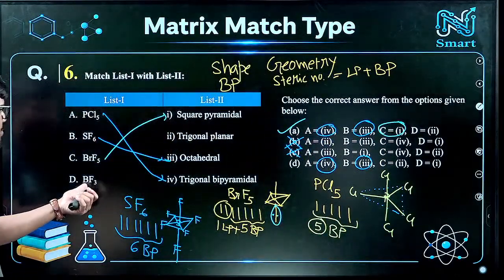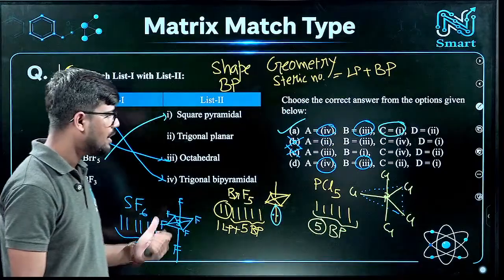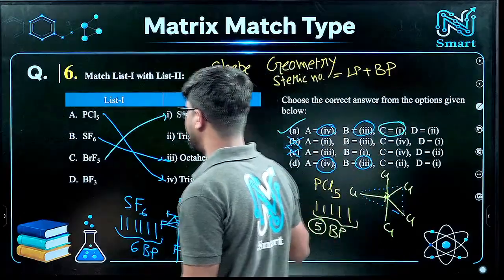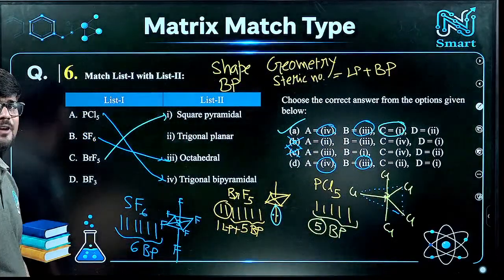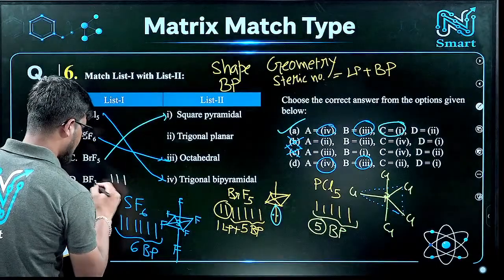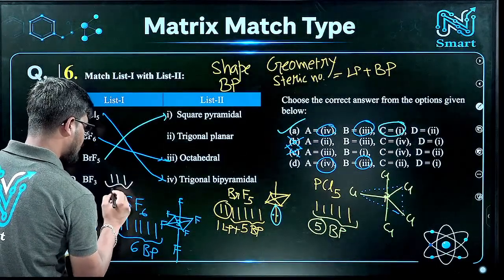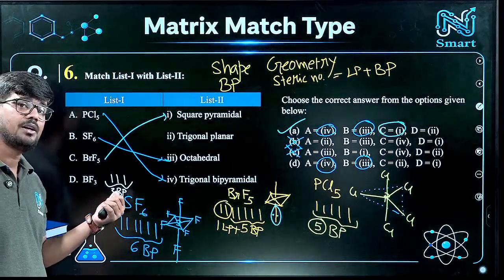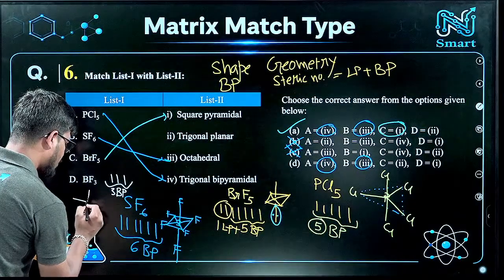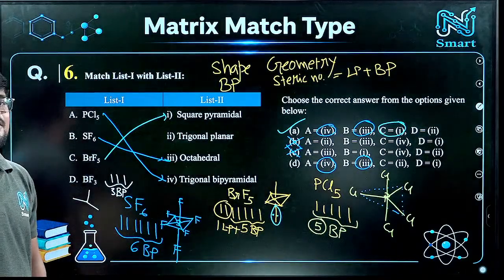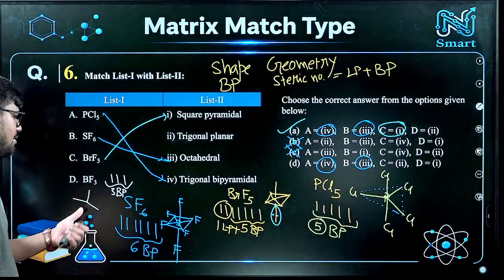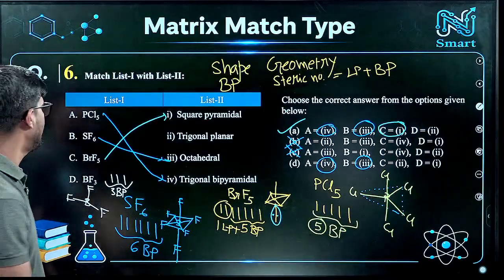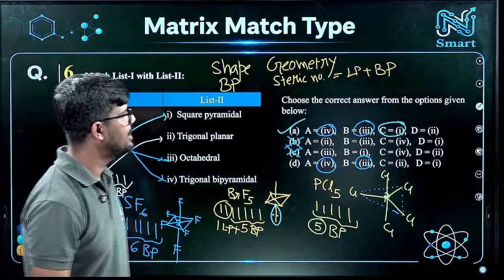Just verify with the other option. BF3: how to find out its geometry? Boron: how many valence electrons? 3: 1, 2, 3. And how many fluorine? All 3. So 3 bond pairs and there is no lone pair, so the steric number is 3 only. If we have steric number 3, it will be like this: trigonal planar. At the center we have boron, and then 3 fluorine. Trigonal planar. D with 2.